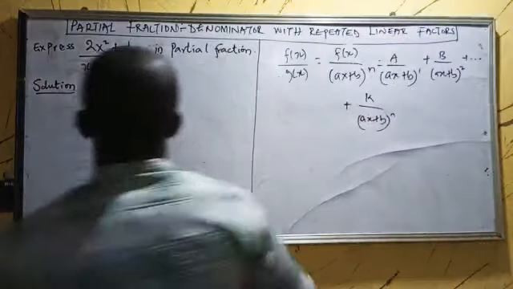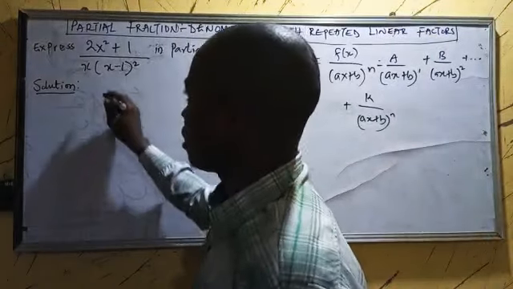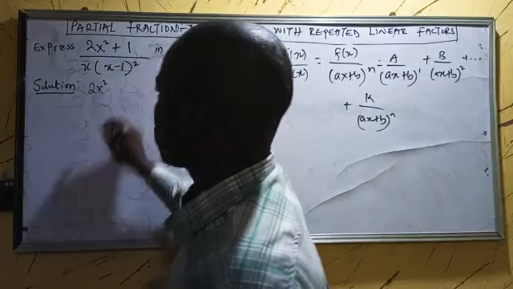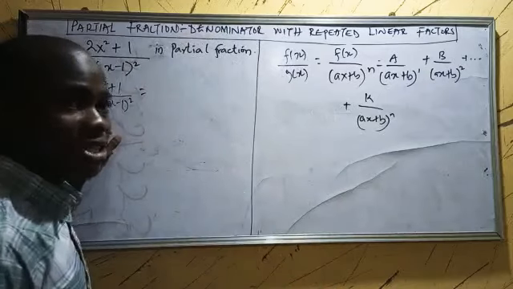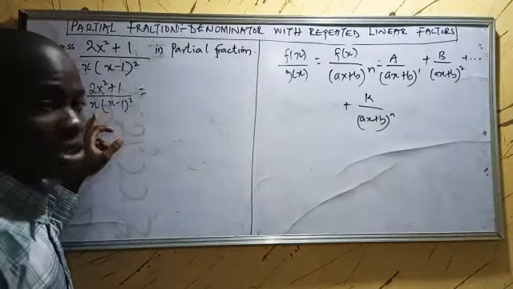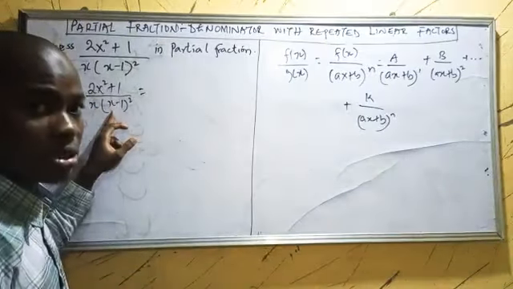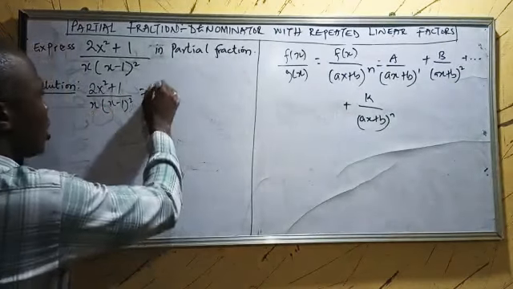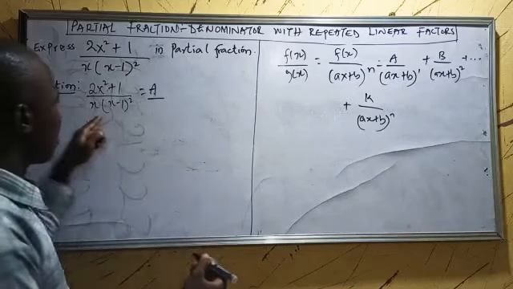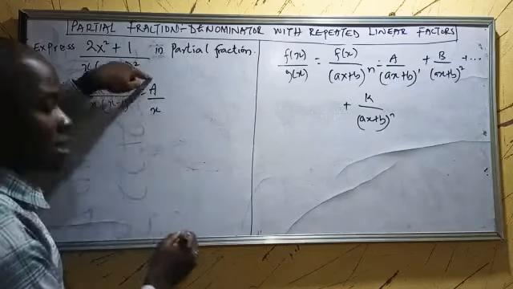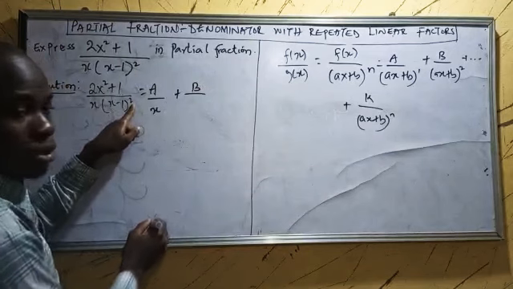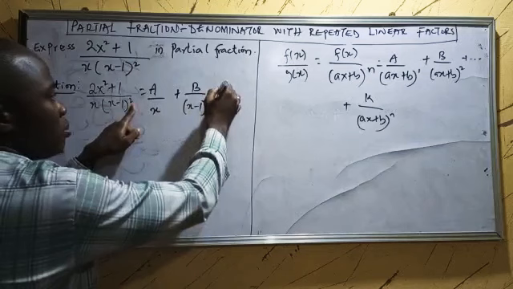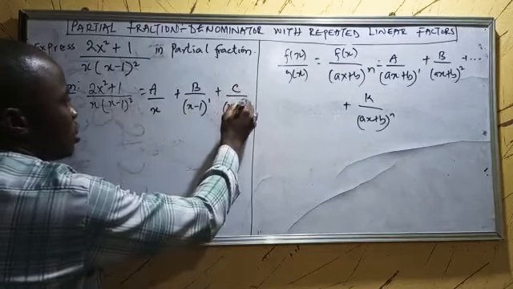So will you be using this to solve the problem on the board? If you are to solve this one, let's write it back: 2x squared plus 1 over x into bracket x minus 1 all squared. Now you can see that at the denominator we have x, which is just a linear factor without repetition, and x minus 1, which is a repeated linear factor. So the corresponding partial fractions will be A over x, that is attached to a constant, plus B over x minus 1, this one is repeated so we go to 2, then plus C over x minus 1 all squared.